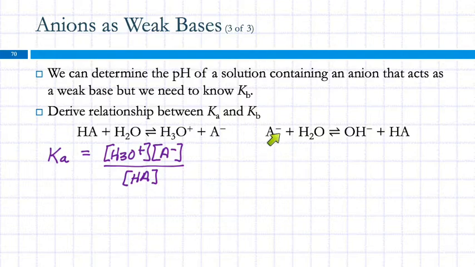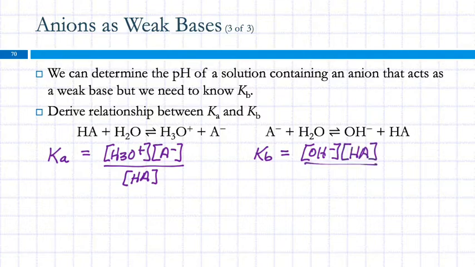Over here, I've got my anion that's acting as a weak base. So this is reacting with water to make hydroxide ion and this weak acid. So here, this is a base. It's acting as a base. And so I've got OH minus and HA divided by A minus. So that's all very nice, but how do I relate these two to each other?